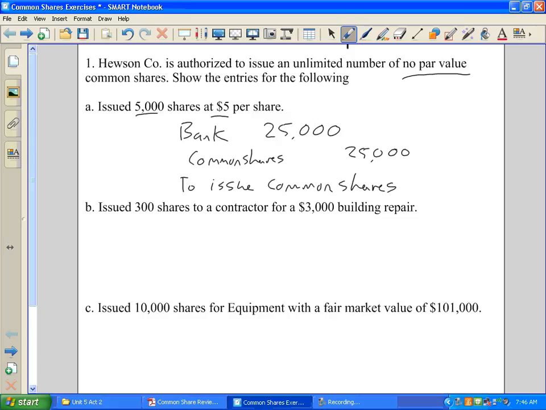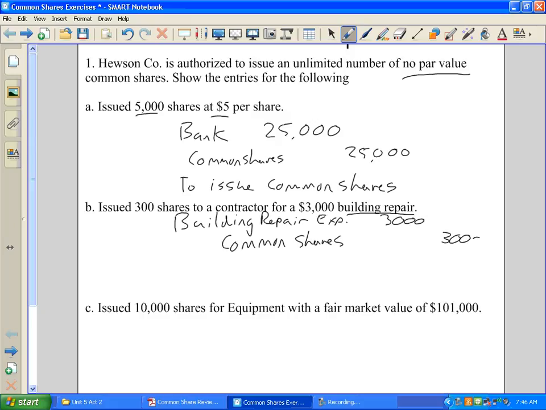Not too hard. Now, in the next case, instead of getting cash, they're going to pay for a building repair. So there's a $3,000 building repair, and maybe they just don't have the money lying around, or maybe the contractor requested it, what have you, and the contractor would like to be paid in shares of the business by Houston Company. So we're going to debit building repair expense, and then we're going to credit common shares again, because that's what we're giving away, and that's going to be for $3,000.